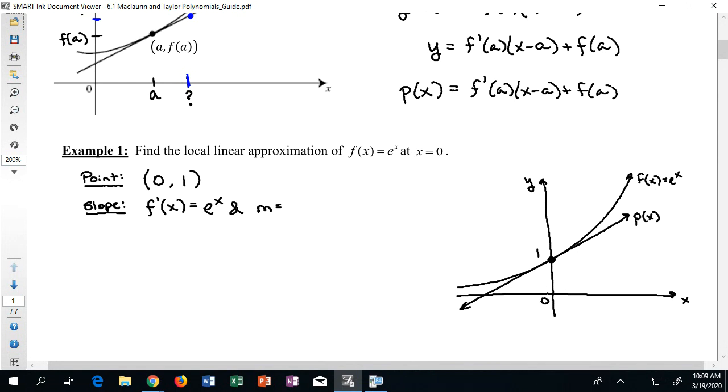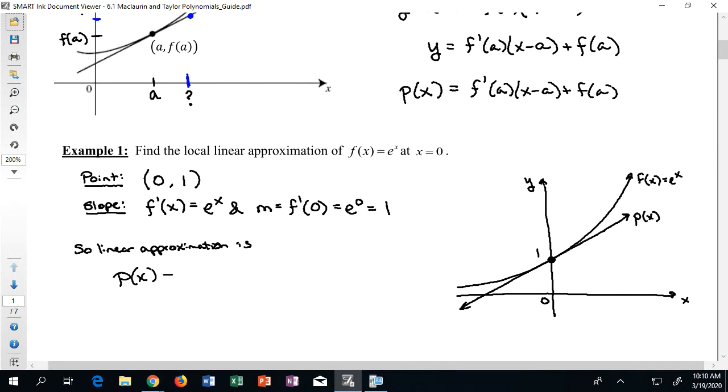And so my slope, m, is just going to be that derivative evaluated at 0, which of course is just the number 1. So if I have a point and a slope, I can build the equation of my tangent line. I'll say here, the linear approximation is, and I'll just call it p of x.